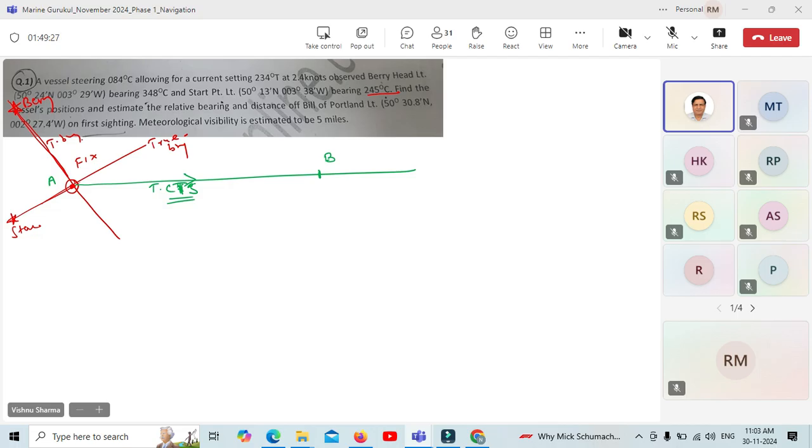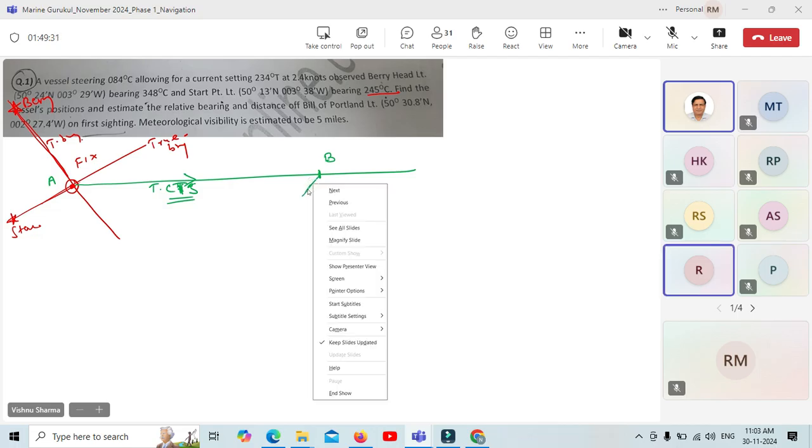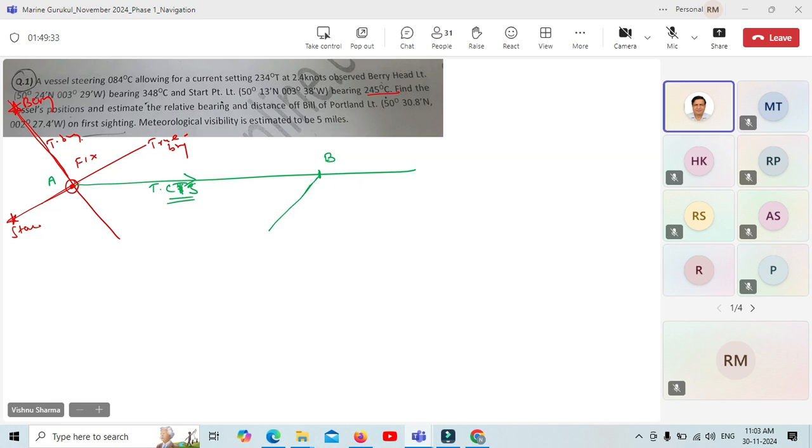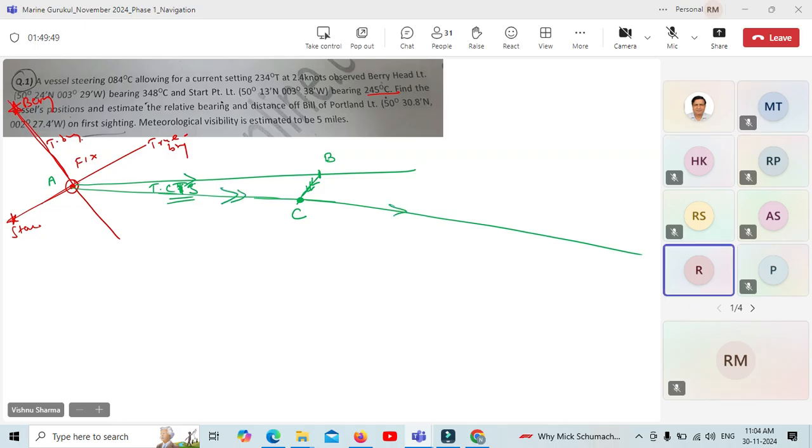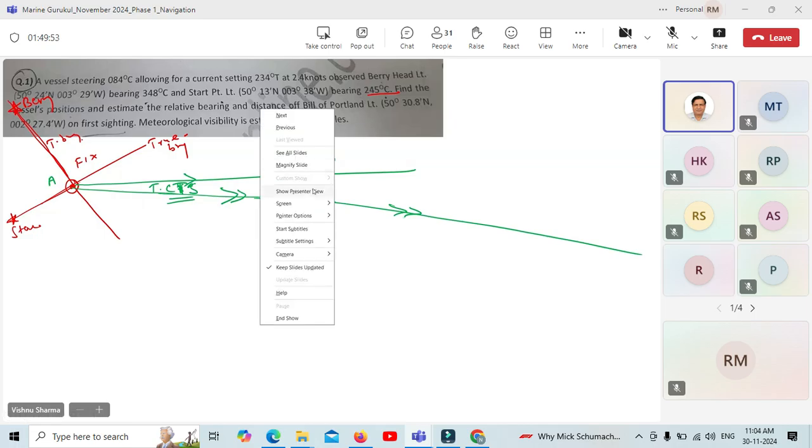Then you will allow the current here, 234. The current is like this for one hour, and how many miles? 2.4 miles, and you'll get point C. Guys, this will be the CMG of the vessel from here onwards, yes or no? Am I right? Yes, sir. Will the vessel be on this CMG line? Why? Because it is passing through A, which is a fix.